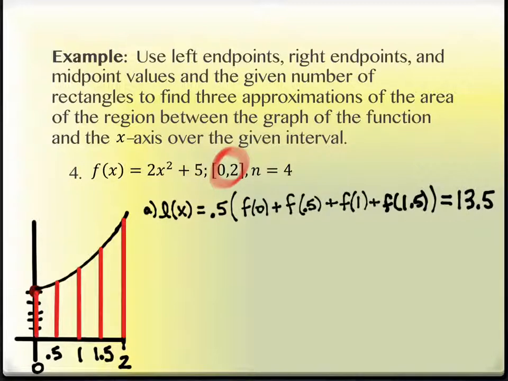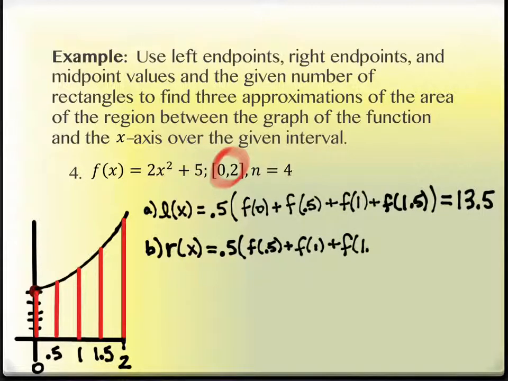Now here's what I want to show you. We're going to write down the next one, so just write with me for a minute. Don't touch your technology, because I want to show you how cool your technology can be without you having to enter it all again by hand. So we're going to do R of X, right endpoints, and it's 0.5. What are the 4 X values I'm going to use for the right endpoints? I'm going to start at 0.5. So I'm going to use 0.5, 1, 1.5, and 2. So I'm going to write those in. F of 0.5 plus F of 1 plus F of 1.5 plus F of 2.